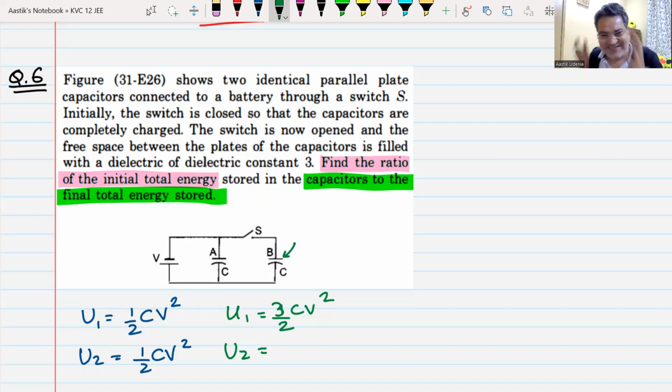We have given the formula, I have given you everything, but still, you end up doing all sorts of funny things in life. So the answer in the next case is half into CV square by 3.